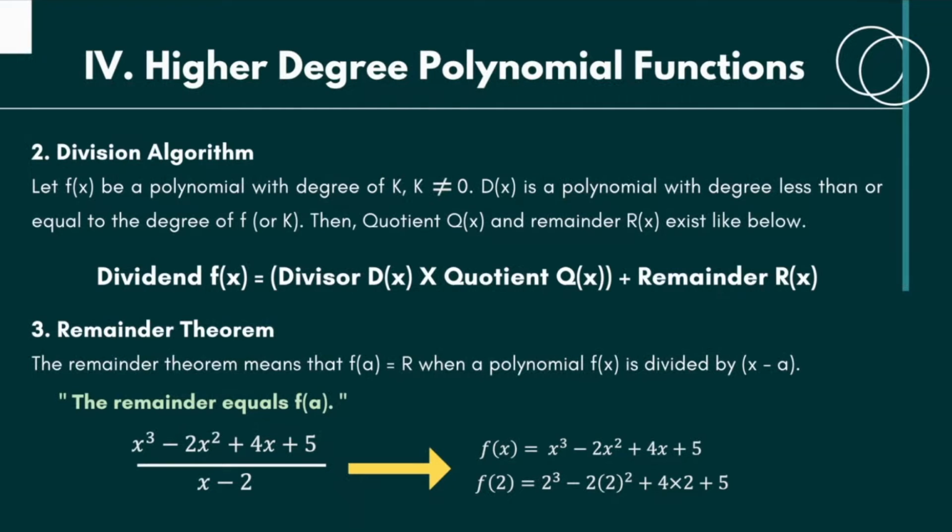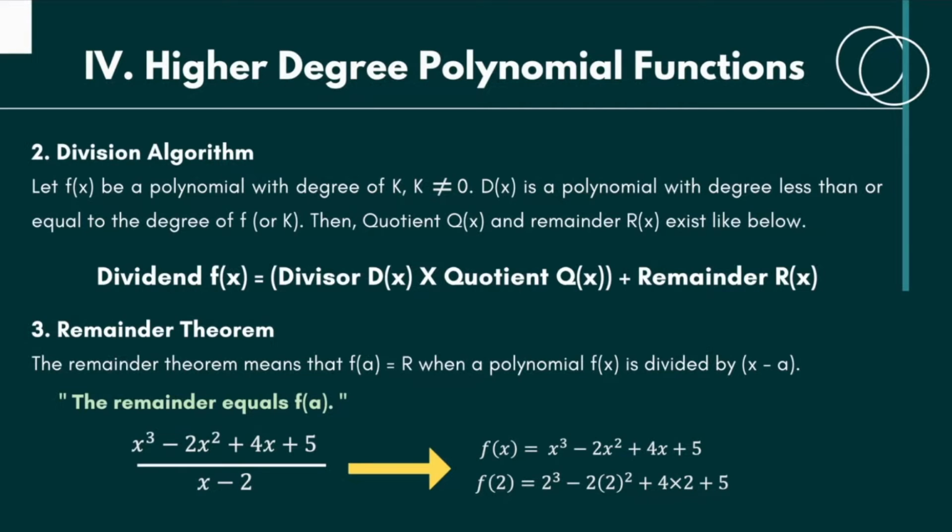For the division algorithm, let's say you have two polynomials f of x and d of x. Let f of x be a polynomial with a degree of k, where k is not 0. And let d of x be a polynomial with degree less than or equal to the degree of f, which is k. Then quotient q of x and remainder r of x, both polynomial functions as well, will exist like below. We can express the dividend f of x as the product of the divisor d of x and the quotient q of x, plus remainder r of x. And r of x, or the remainder, will have a degree that is less than d of x.